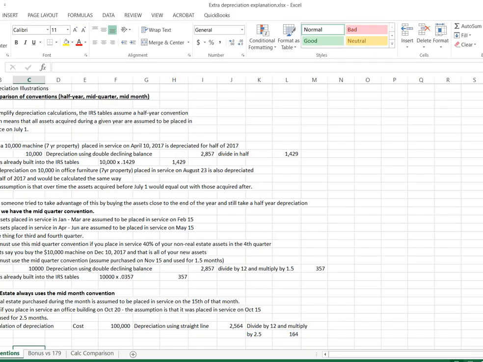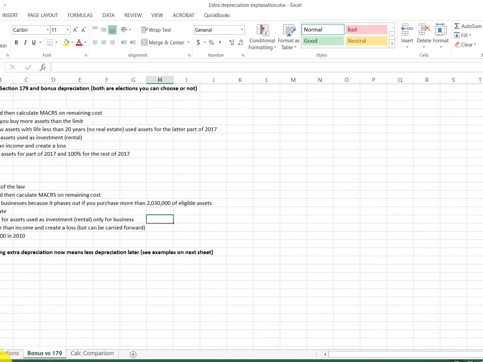All right, let's look at this spreadsheet real quick. Some examples are here to give you some extra examples. This is how we calculate the half year. We're comparing the half-year, the mid-quarter, and the mid-month convention, and how that would work based on a particular asset, when it was bought, and how you do that. First year was half-year and mid-quarter, and then mid-month.